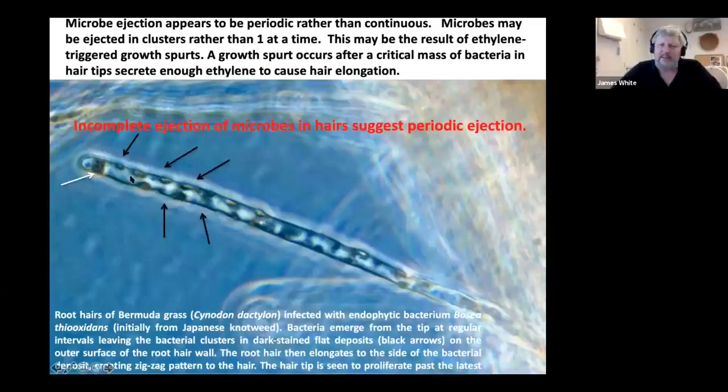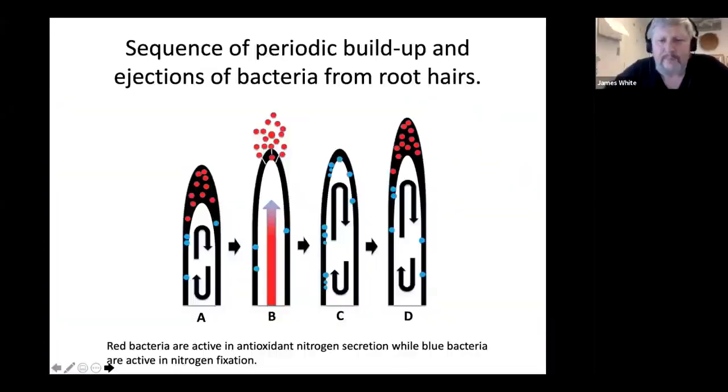Okay, this shows a hair of a Bermuda grass where we saw those periodic ejections. So at each place here, you would have seen an ejection. Instead, what happened here is some of these microbes were left inside the wall. So they remained on the inside rather than being ejected. Others were ejected. This endophyte comes from another plant, so it wasn't adapted to this Bermuda grass. That's why it probably doesn't work perfectly when it goes into Bermuda grass. But this shows these steps in ejection.